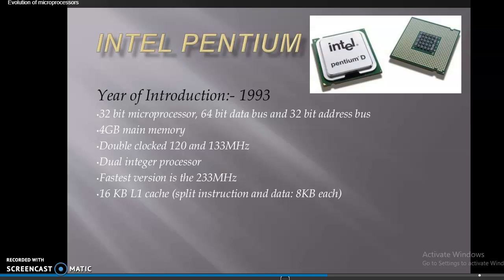It is also a 32-bit microprocessor. We can use these two 32-bit microprocessor combinations as a 64-bit data bus also. This is a dual integer processor.